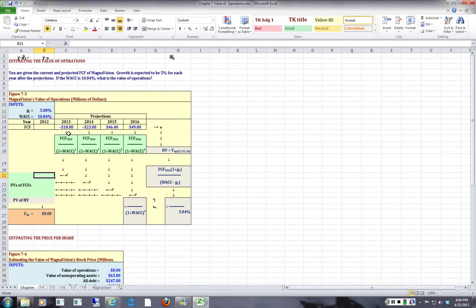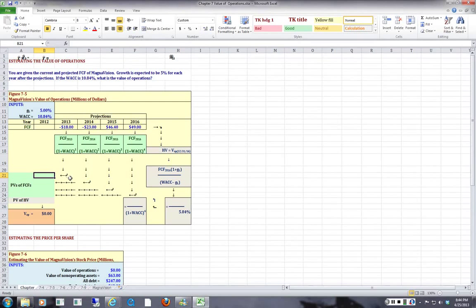This is a young company that has losses in the beginning years, 2013 and 14, becomes profitable in 2015 and 16, and they believe it will continue to become profitable and continue to grow. That free cash flow will continue to grow at 5% a year. That's known as the horizon value. So we're going to take all that cash flow and come up with the present value of it.